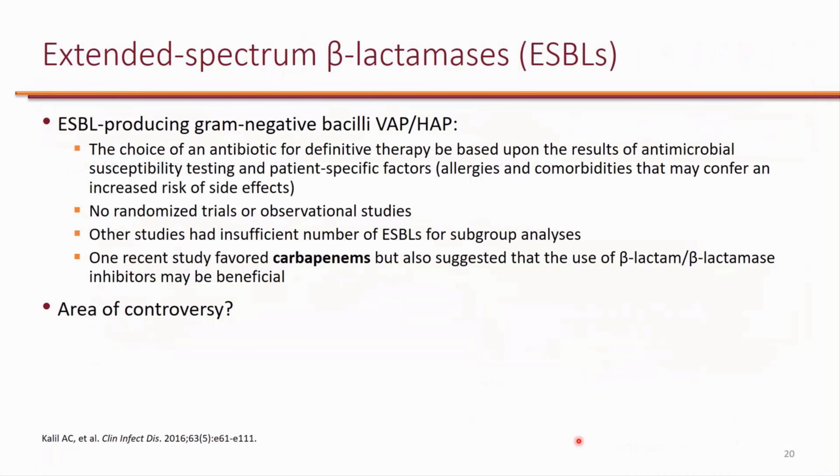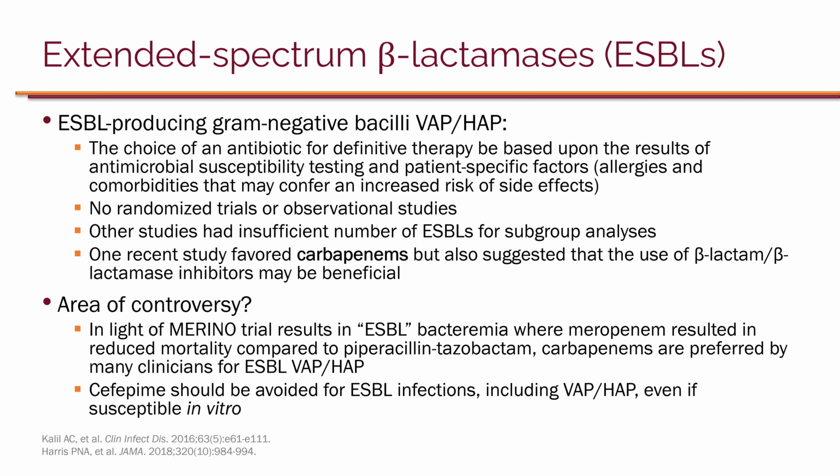And lastly, if you do have an ESBL agent in the lungs, the guideline doesn't make a specific recommendation, so you can use anything that's susceptible. Now, historically, we have said that carbapenems are the drug of choice for ESBLs, and it has been subject to some controversy in recent time. Recently, there was a study, the Merino study, that showed that when it comes to bacteremia, carbapenems are better than piperacillin and tazobactam because it reduces mortality. So my recommendation is to also use carbapenems for pneumonia. But basically, we have limited data when it comes to pneumonia with ESBLs.